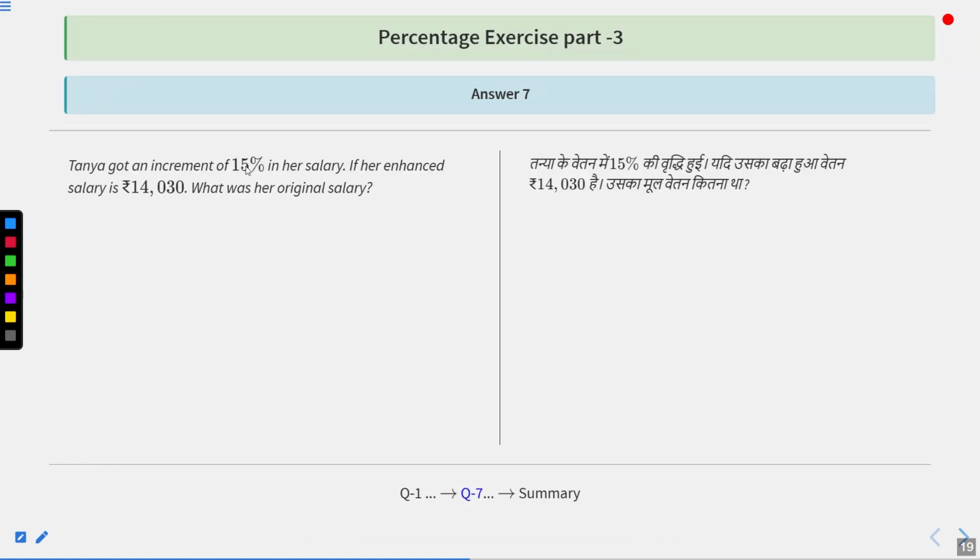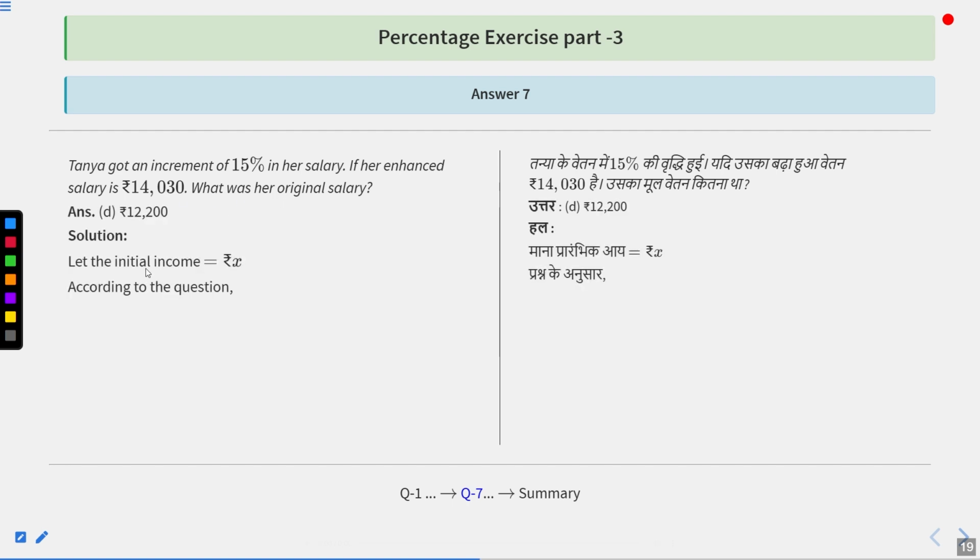So Tanya got an increment of 15% and the increased salary is also given to you. You have to find the original salary. So let the initial income be rupees X. Then according to the question, an increment of 15% was done. That means the new salary is going to be 115% of X. That is X into 115 upon 100. But in rupees, it was 14,030. That means it is equivalent to 14,030. From here, the value of x is going to be cross multiplication of 100 and 14,030 upon 115, that is 12,200 rupees. Option number D is the right answer.